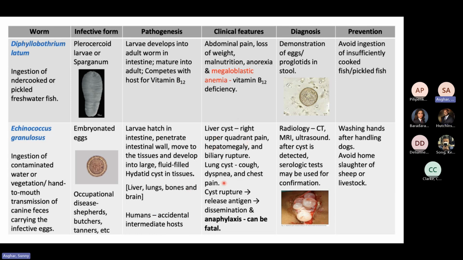And again, these are some of the clinical features that we're going to see, as well as what we would see on radiology and ultrasound. The thing we're going to see is the cyst. We can actually see the cyst. So the best thing to do is wash your hands after handling dogs, and avoid slaughter of sheep or livestock.